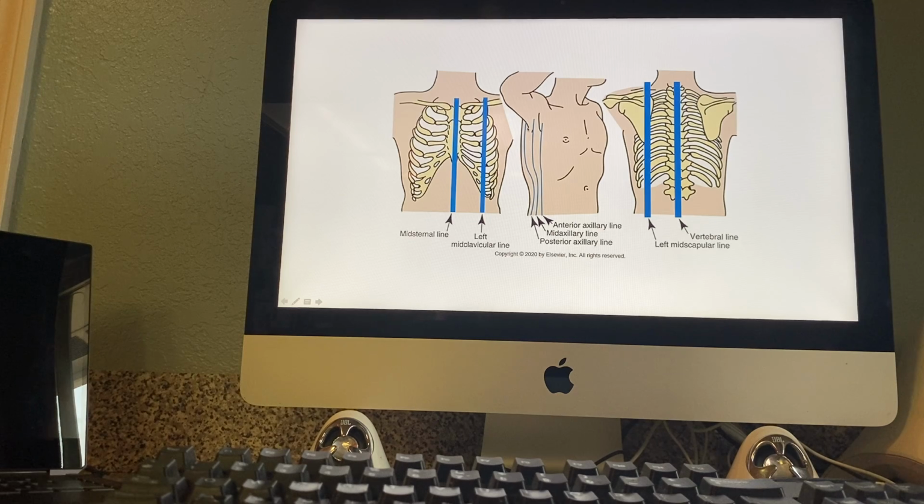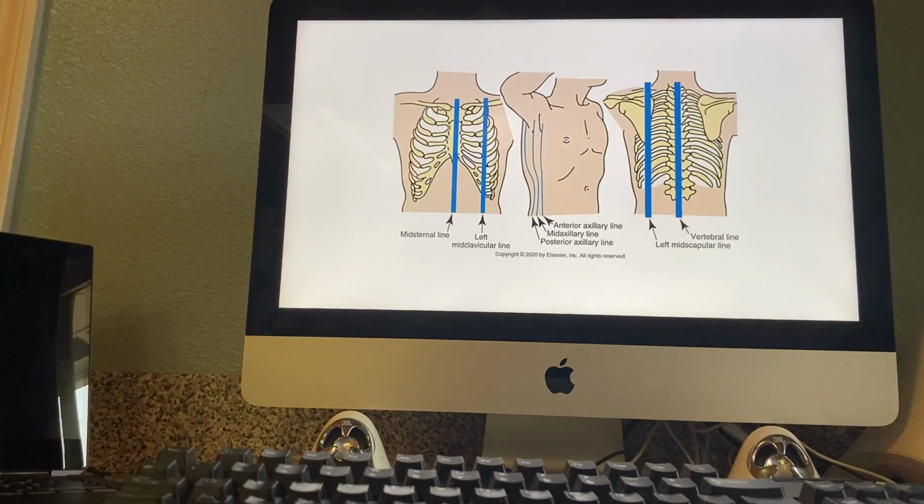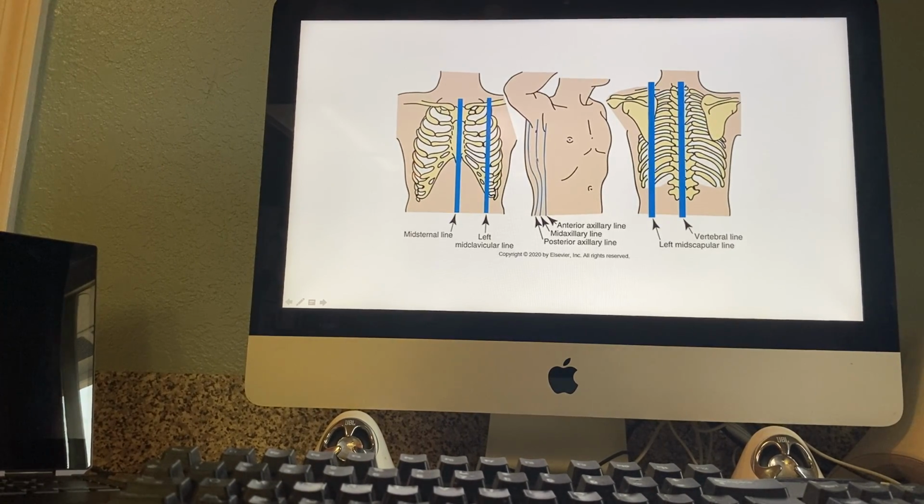There's a lot of lung posterior, and a lot of the posterior lung that we can hear, a lot of the lower lobes of the lungs that we can hear mid-axillary. I said that wrong.